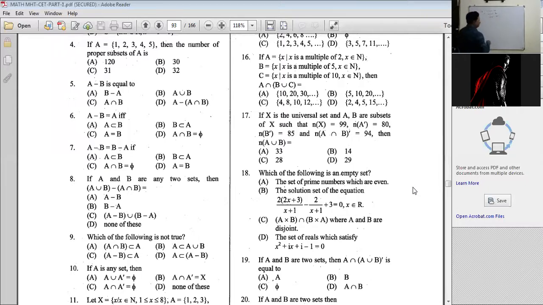n of A intersection B whole dash is given as 94. Then what is n of A union B? n of A union B is equal to how much? Okay, just observe this.